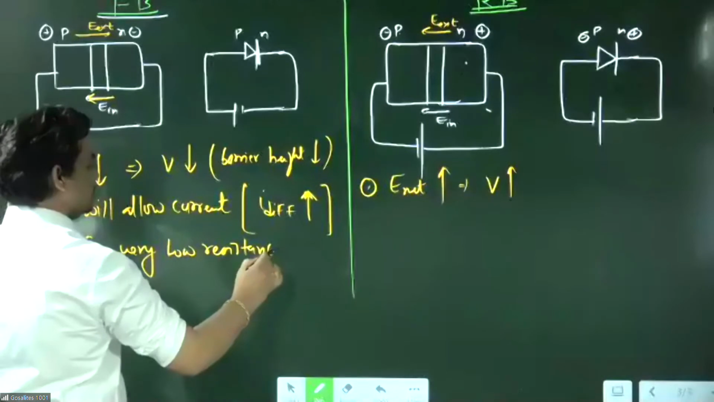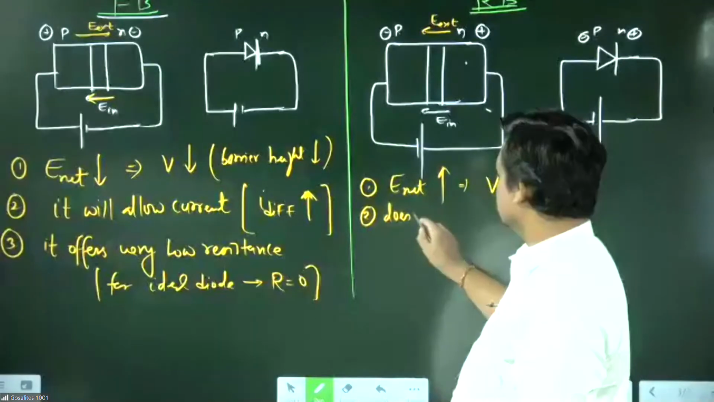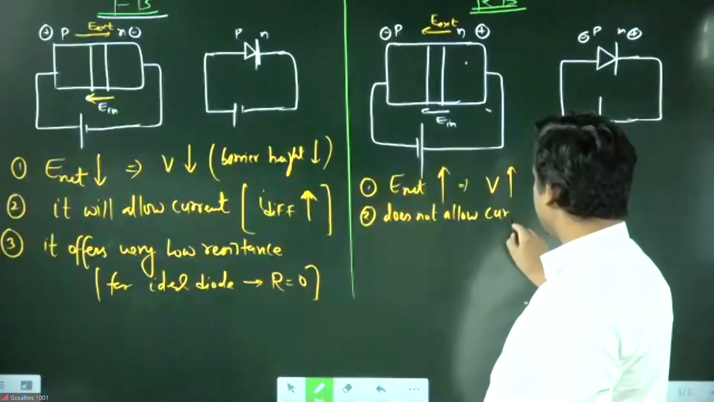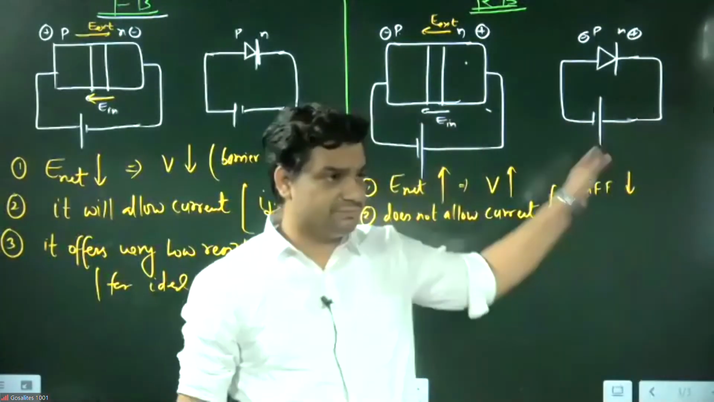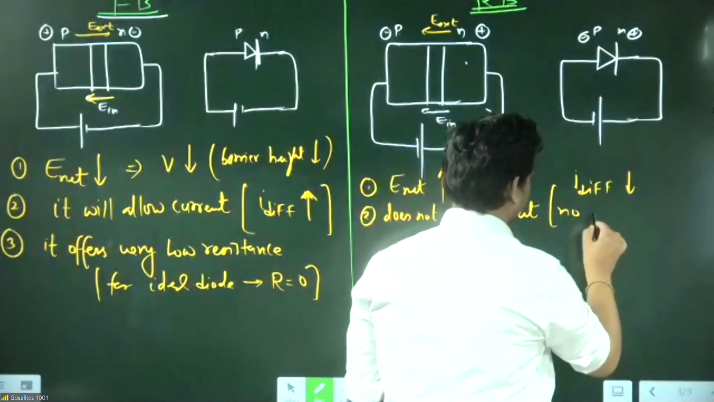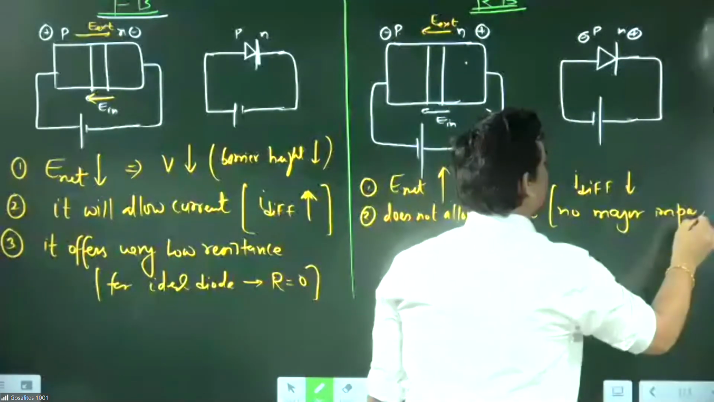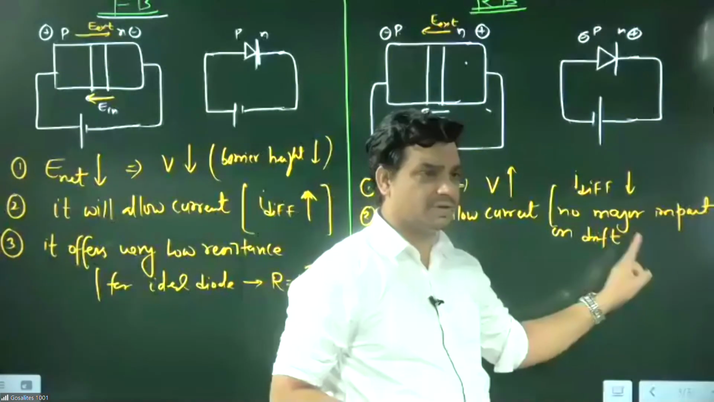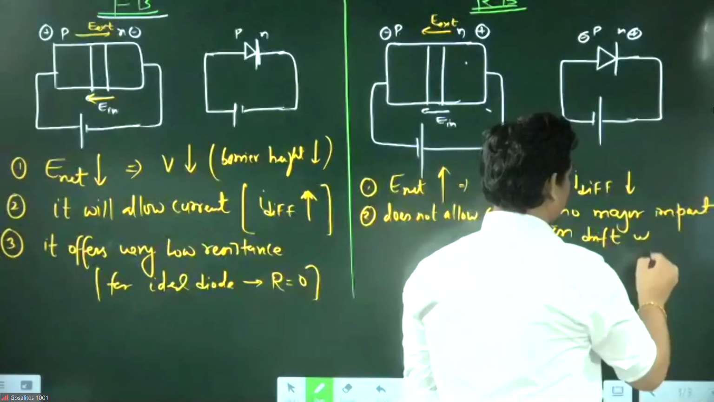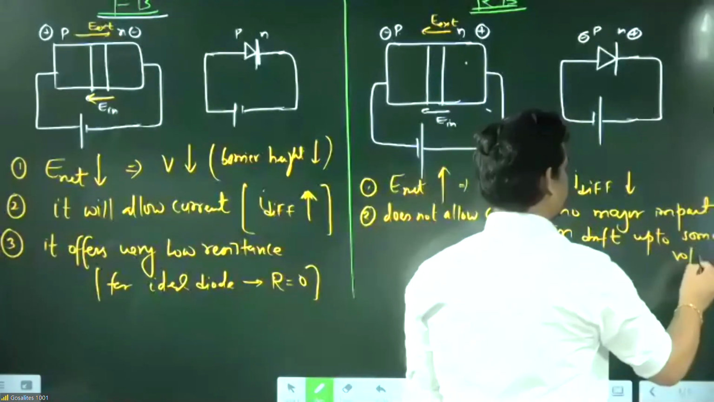In reverse bias it does not allow current. Does not allow current means I diffusion will be decreased. There is no major impact on drift. Why no major impact on drift? Because drift is because of minority carriers. So no major impact on drift up to some specific voltage. What is that voltage? I will tell.